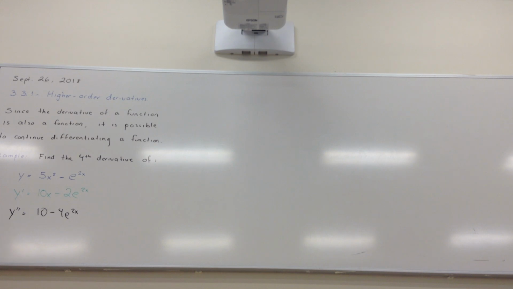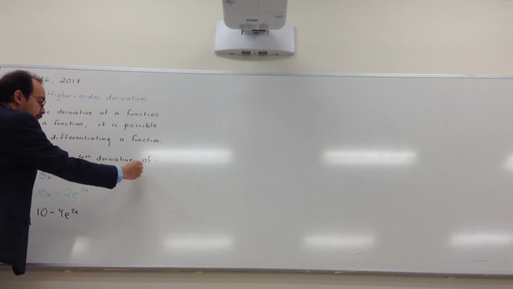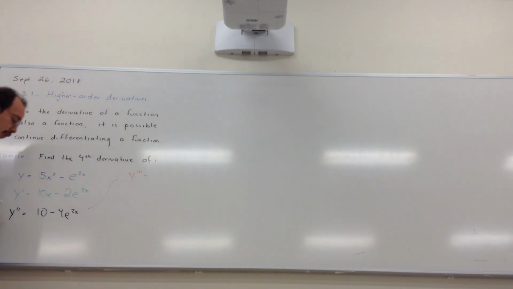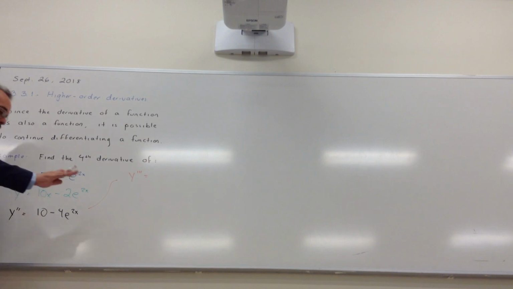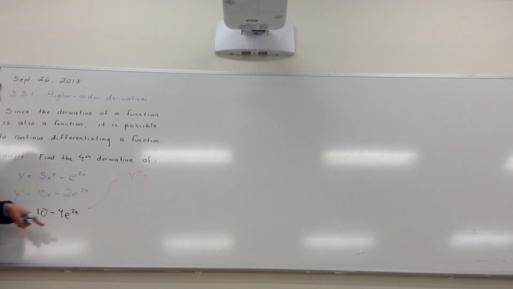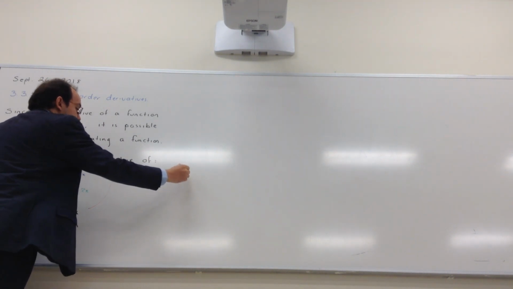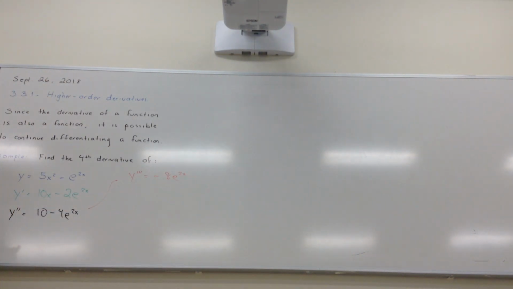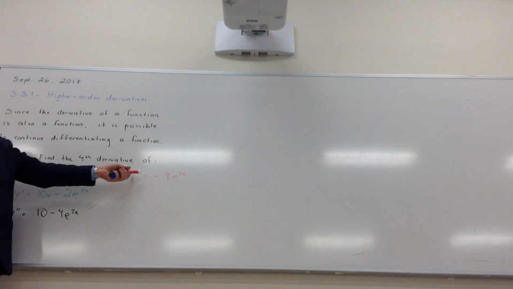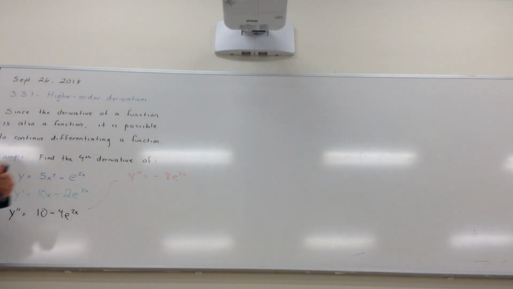Then the third derivative will be y triple prime, minus 8. The derivative of 10 is 0, we don't print it. Derivative of this, minus 8 e to the 2x. That's the third derivative. And for the fourth derivative, instead of using prime again, we're going to use the numbers.